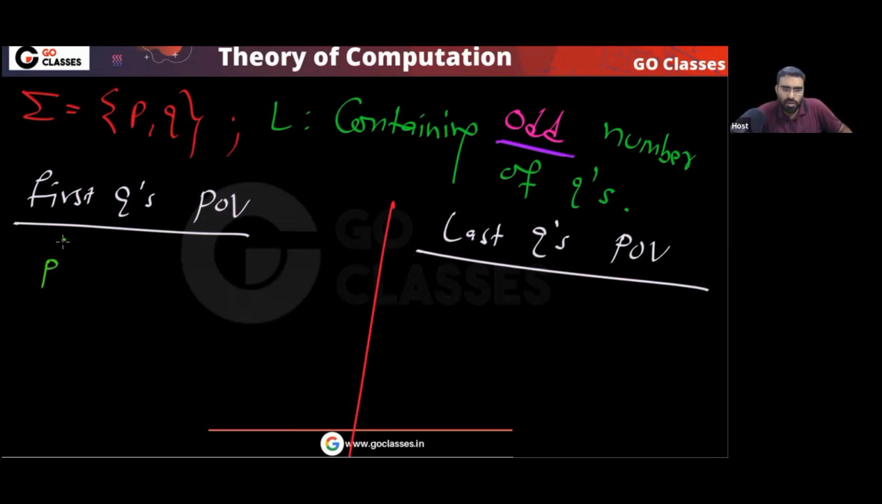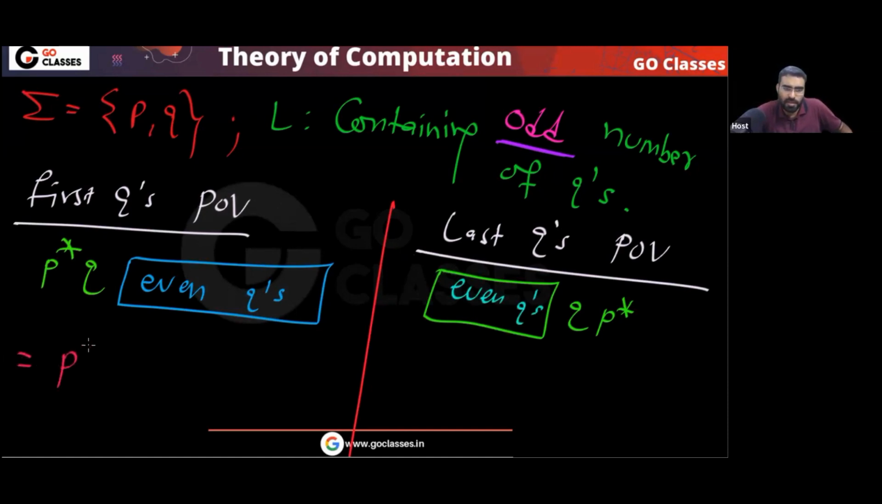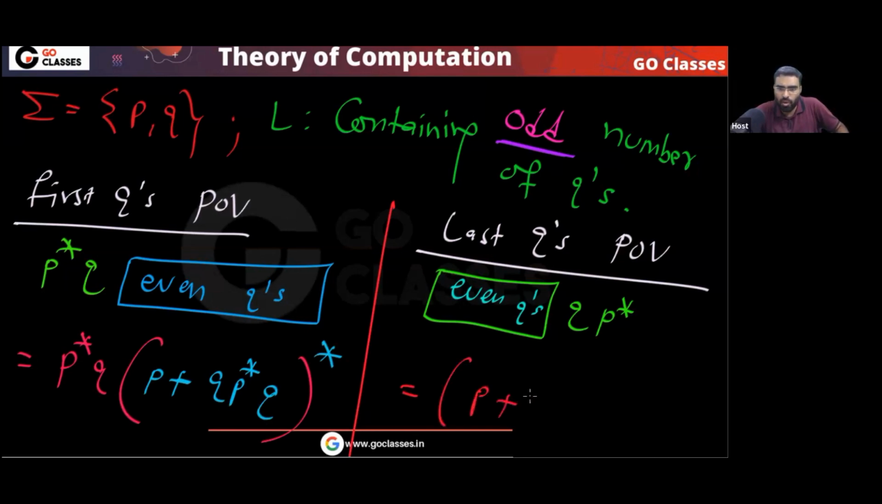From the first Q point of view, this is your first Q. So here you can put even Qs. And from the last Q point of view, this is your last Q. So here you can put even Qs. Now, finally, your answer will be P star Q. And what is even Qs? Even Qs is like this: P or Q, P star Q, whole star. And here the answer will be P or Q, P star Q whole star, Q, P star.